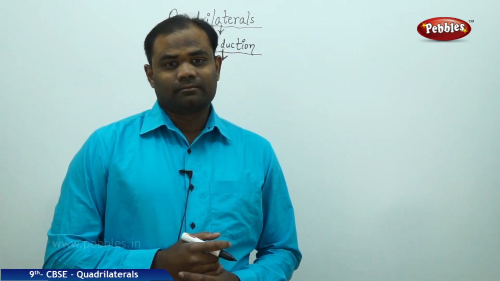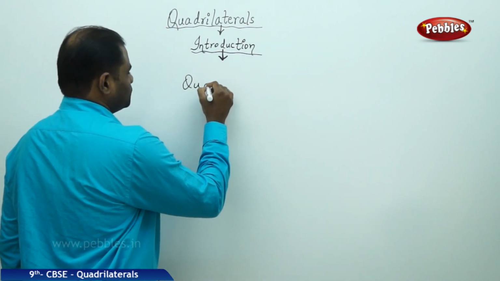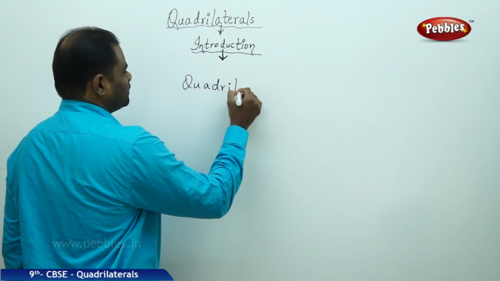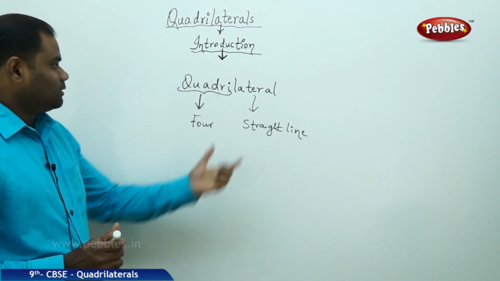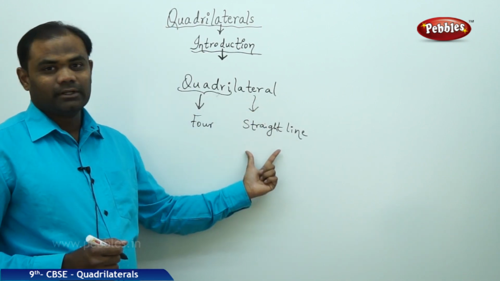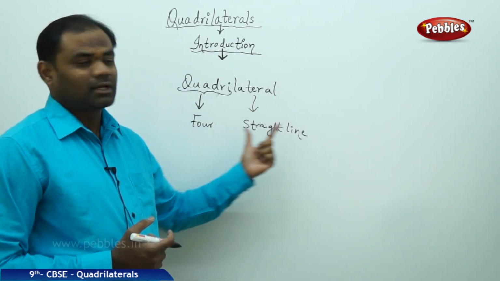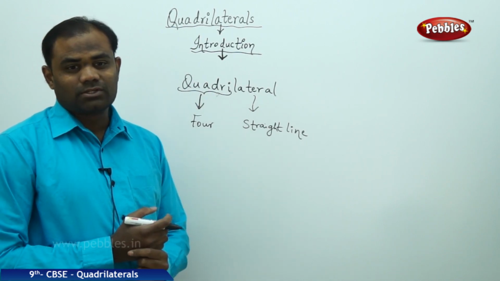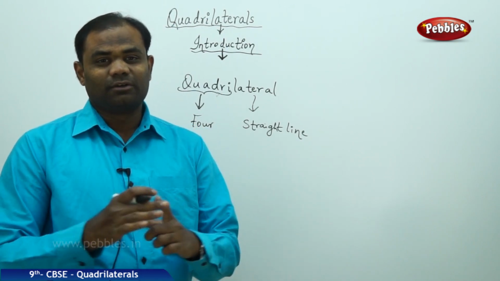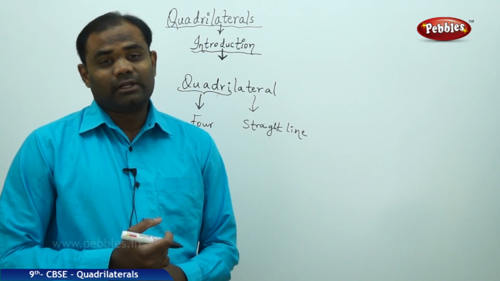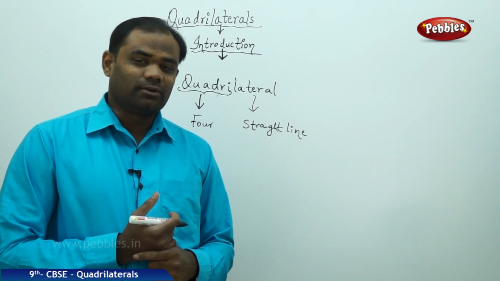Let's see the introduction. A quadrilateral, which we have as the word quadrilateral. Lateral, the second word of quadrilateral, refers to a straight line, and then quadri refers to four. So a quadrilateral is a four-sided figure formed by four straight lines. So four straight lines which enclose together form a quadrilateral.